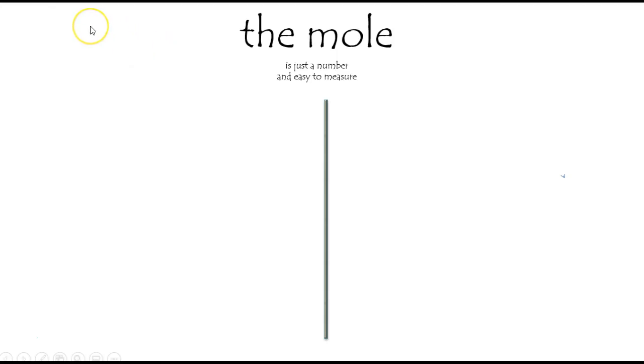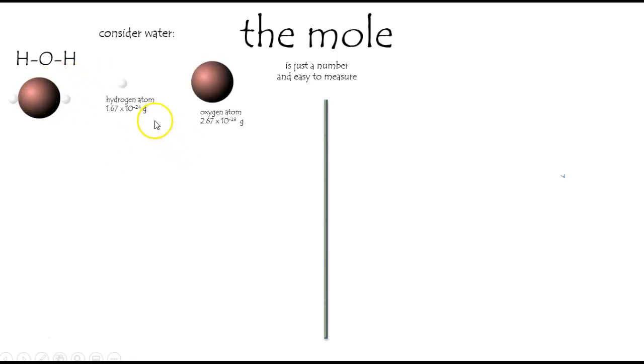The mole is just a number, and it's very easy to measure. And in order to give you a little background, rather than just tell you it's a number, let's consider a molecule of water. I've exaggerated the size of the oxygen atom a little bit to give you an idea that it's by mass mostly oxygen. In fact, here's the actual mass of a hydrogen atom, and here's the actual mass of an oxygen atom, which is much larger. The oxygen atom is 16 times more massive than a hydrogen atom.